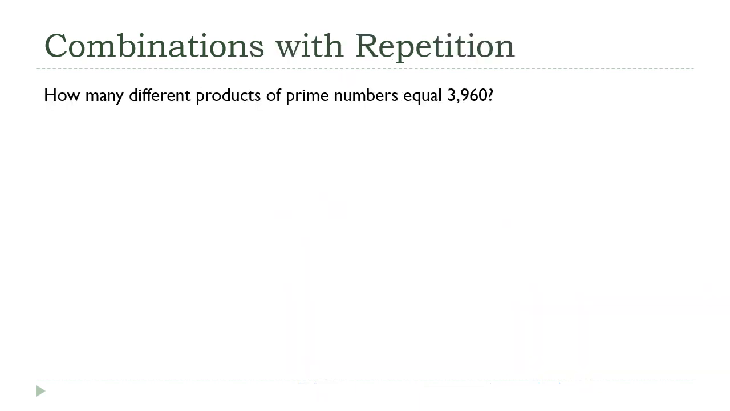So I've got one more here. How many different products of prime numbers equal 3,960? Okay. Well, the first thing I need to know is the prime numbers that I need to multiply together to get 3,960. So we need to break this thing down into its prime factorization.